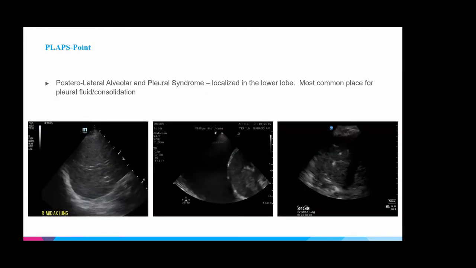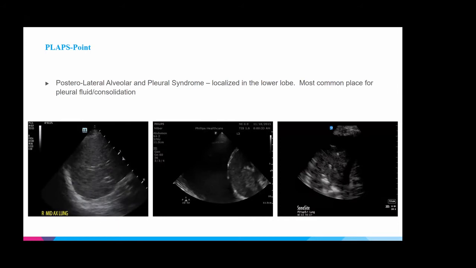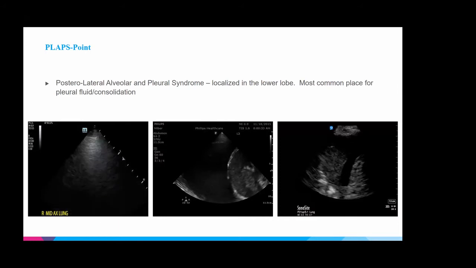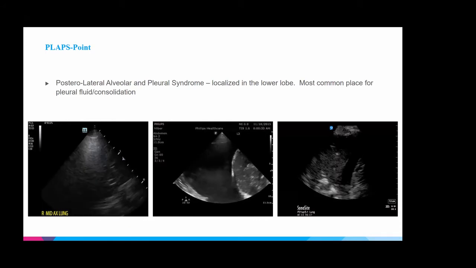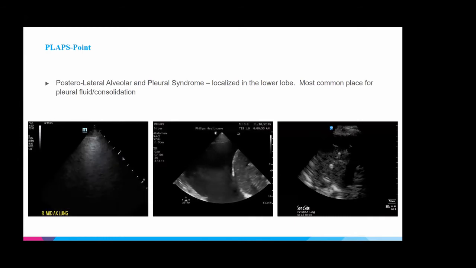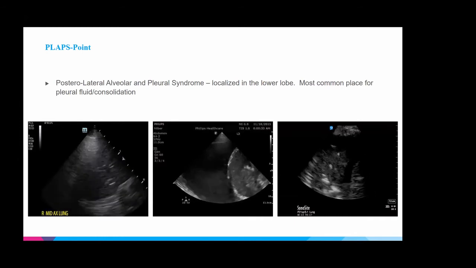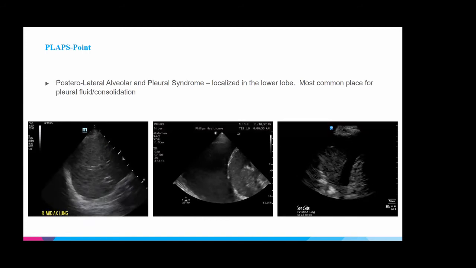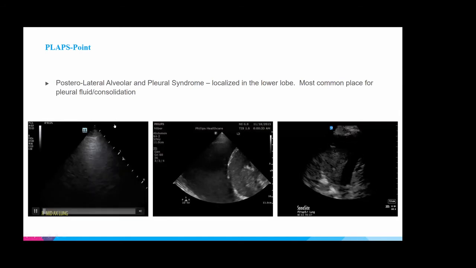This is just highlighting the variable findings you might see in your PLAPS point. And again, the PLAPS point is your posterolateral alveolar pleural syndrome point. And so this is localized to the lower lobe of the lung, and it commonly is going to be in the posterior aspect or almost even mid-scapular area of the back. And this is going to be your most common area for finding if there's pleural fluid or lung consolidation in the lower lung fields.